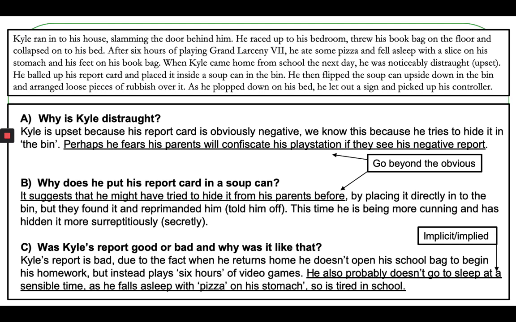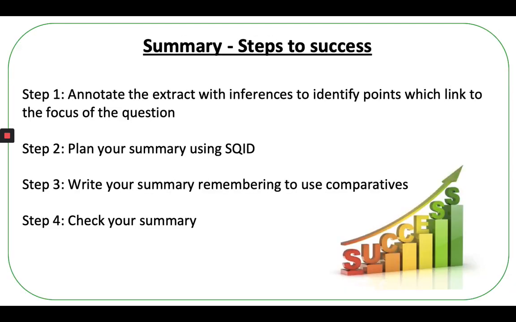Let's apply this inference in a moment to the extracts. Before we do, let's quickly remind you, because it's our last lesson. Step 1, you annotate the extract with inferences that relate to the focus of the question. You plan your summary using Squid. You write your summary and you check your summary. And bingo, you should be on your way to getting 8 marks out of 8.